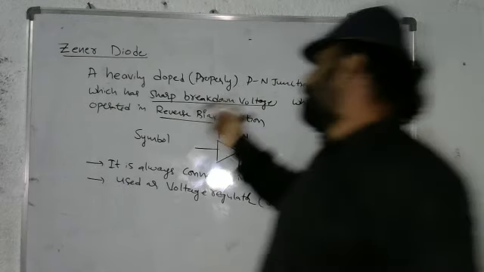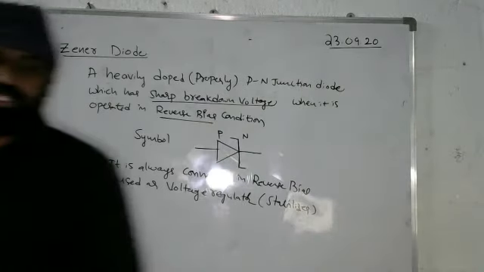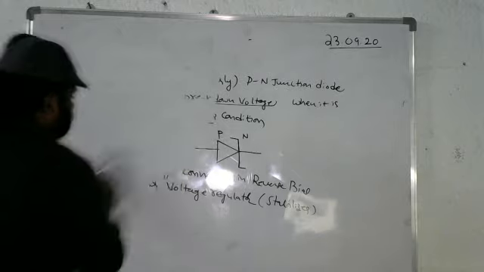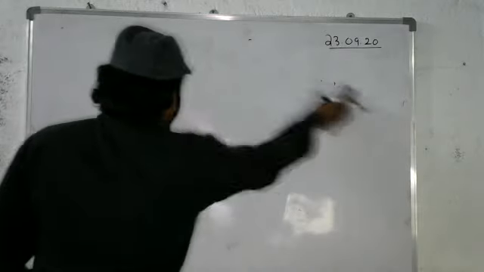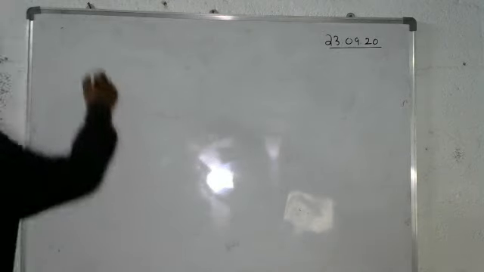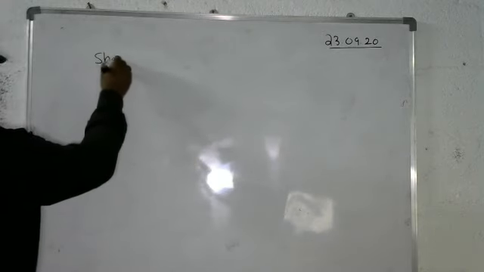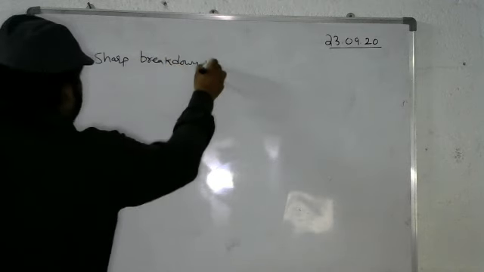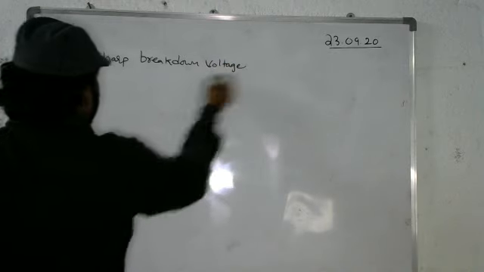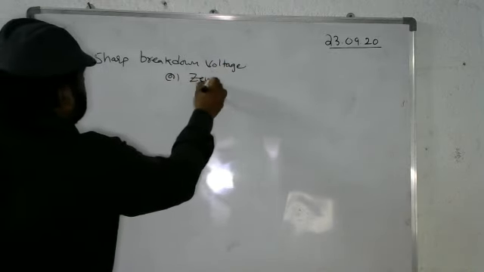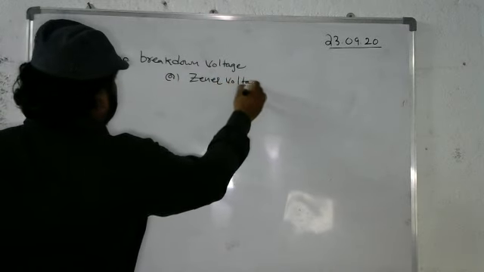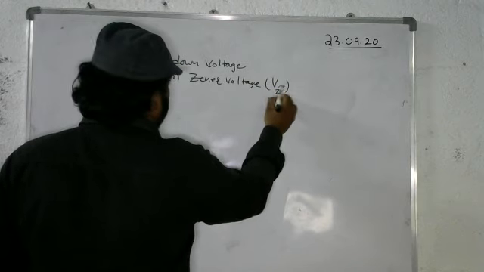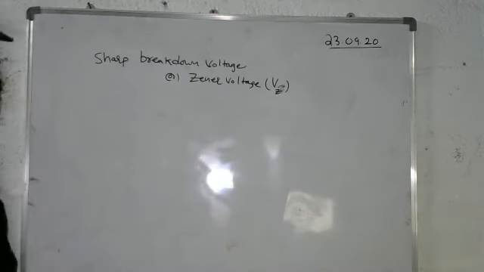What is a sharp breakdown voltage or Zener voltage? Let us see. Sharp breakdown voltage, or Zener voltage, is represented by the letter Vz. V stands for voltage and Z stands for Zener. Vz means the Zener voltage.